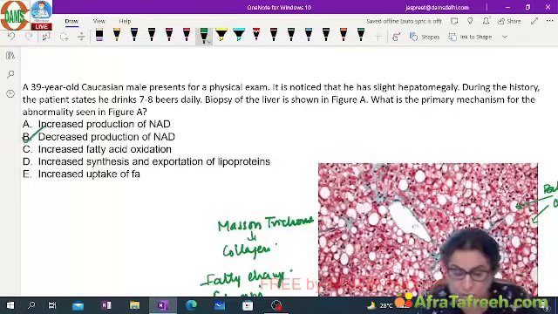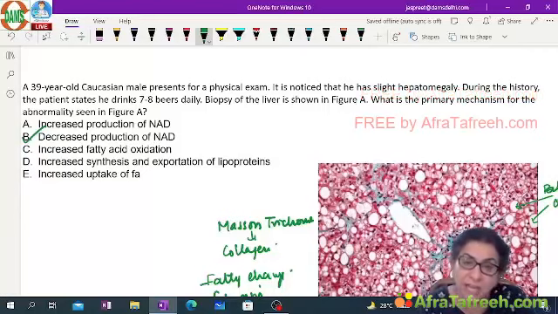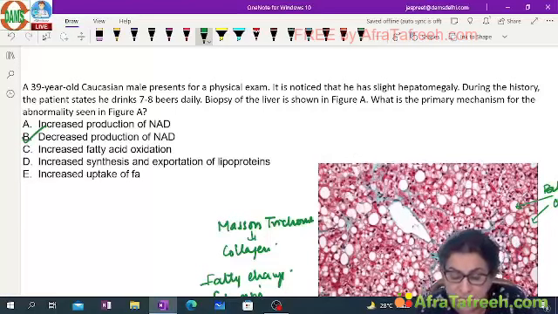So decreased production of NAD. So NAD is affected when ethanol is processed in the hepatocytes, first in the cytoplasm. Yes, absolutely correct, Pooja. Ethanol is converted to acetaldehyde by alcohol dehydrogenase, and in that process NAD gets converted to NADH. Then the acetaldehyde is toxic to hepatocytes. Then that acetaldehyde goes into the mitochondria, and there the enzyme aldehyde dehydrogenase converts it into acetic acid.